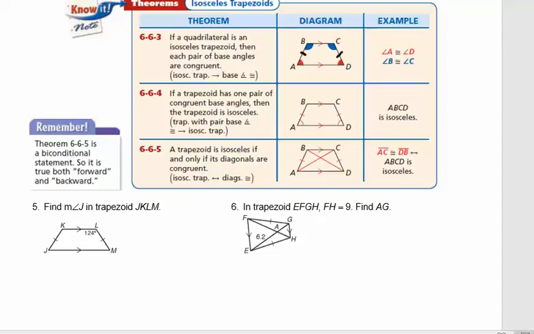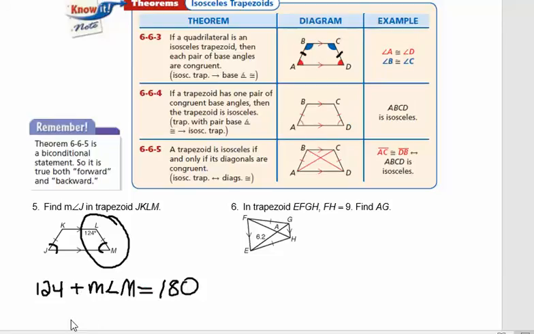So in number 5, we need to find the measure of angle J. And we can do this because the measure of angle J will be equal to the measure of angle M. And because these are parallel lines cut by a transversal, the same side interior angles are supplementary. So 124 plus the measure of angle M is equal to 180. And once you find the measure of angle M, it's going to be congruent to the measure of angle J, so we will also know that one's measure.